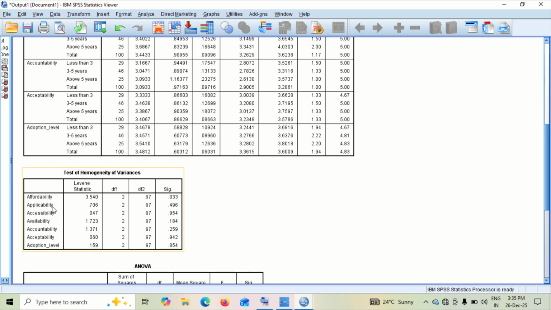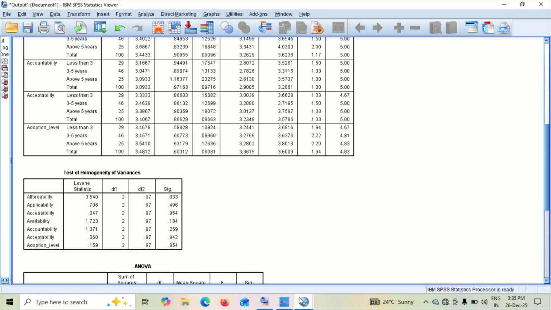But in all other cases, applicability, accessibility, availability, accountability, acceptability and adoption level, we can see the significance value is greater than 0.05. Hence, the null hypothesis is accepted. Therefore, the homogeneity assumption is proved and one-way analysis can be used for mean comparison. Therefore, we have to check whether there is any significant difference in affordability according to experience by using the Welch test instead of one-way ANOVA.